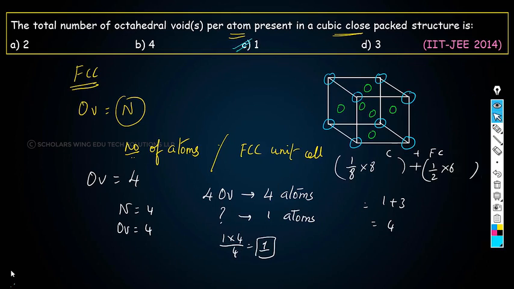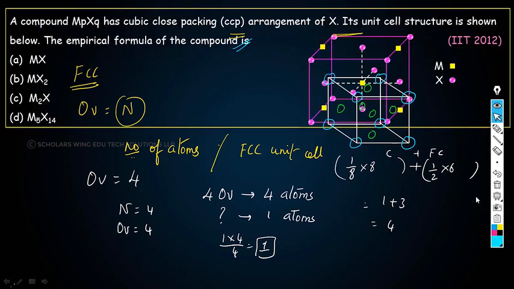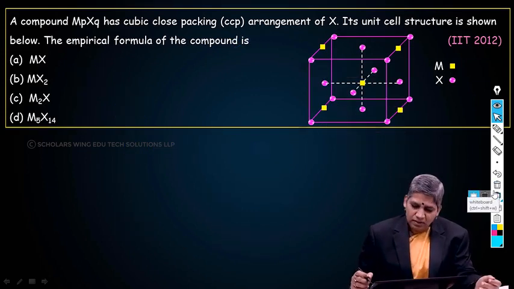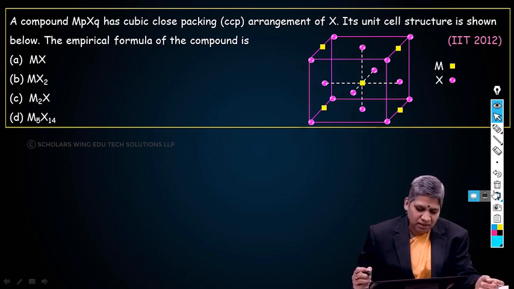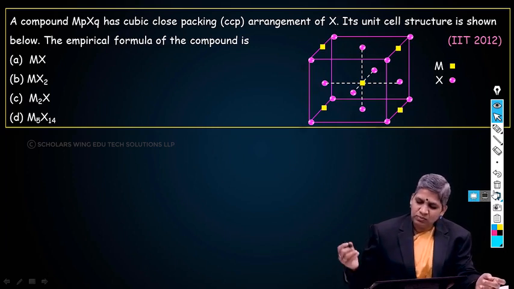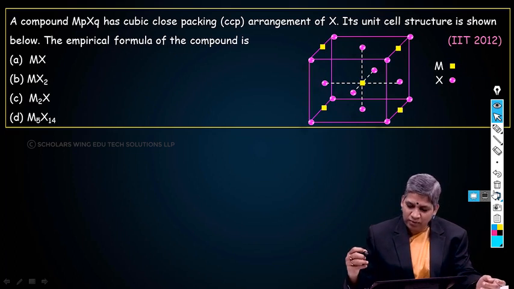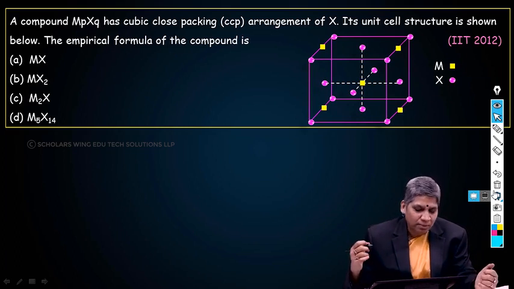Hope you understood this. So, shall we take up one more question? Okay, the next question is, a compound MPXQ has a cubic close packing arrangement of X. Its unit cell structure is shown below. The empirical formula of the compound is. This is once again from the IIT question paper 2012. And there are 4 options. We don't have to look at the options. Let's start solving the problem.